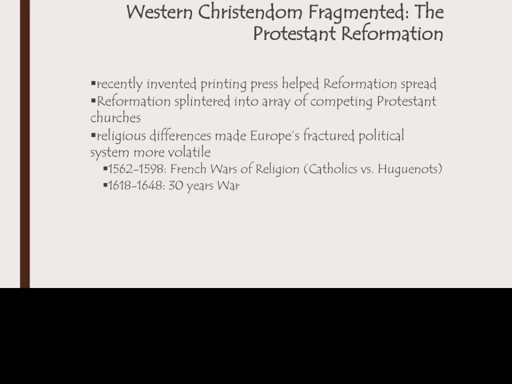And as the Reformation spread, it splintered into an array of competing Protestant churches. Religious differences made Europe's fractured political system even more volatile than what it already was. From 1562 to 1598 were the French Wars of Religion, and this was the Catholics versus the Huguenots, a division of Protestantism. And from 1618 to 1648, the 30 Years' War.